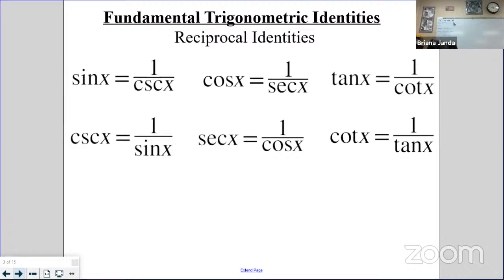Cosine of x being 1 over the secant of x, and secant of x being 1 over cosine of x. Tangent of x being 1 over cotangent of x, and cotangent being 1 over tangent.